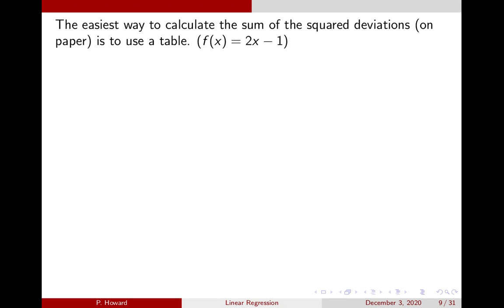Before we get to the problem of finding the line for which the sum of the squared deviations is smallest, let's redo the calculations that we just did in the form of a table. This is the easiest way to do the calculations if you're going to do this on paper.